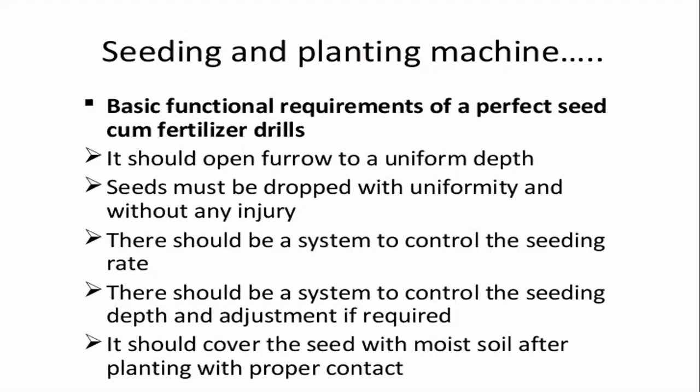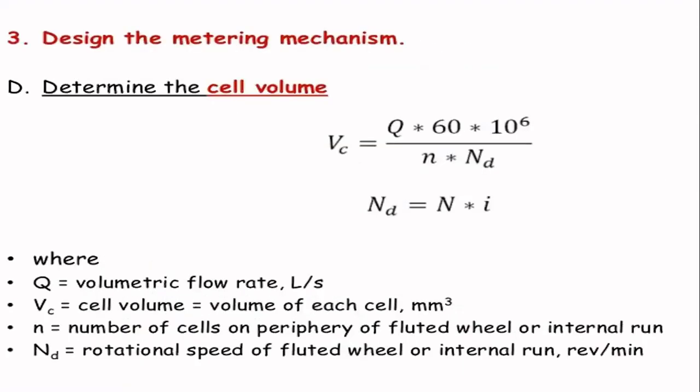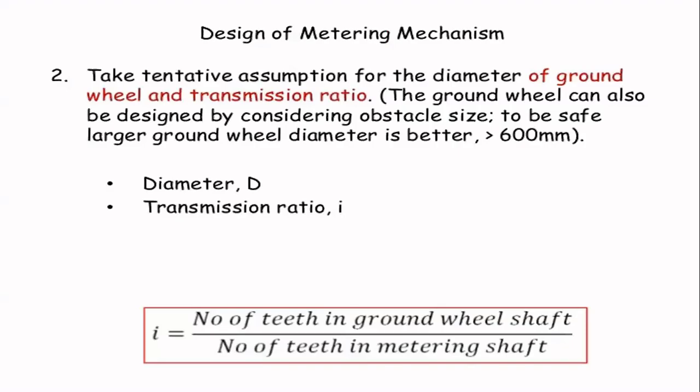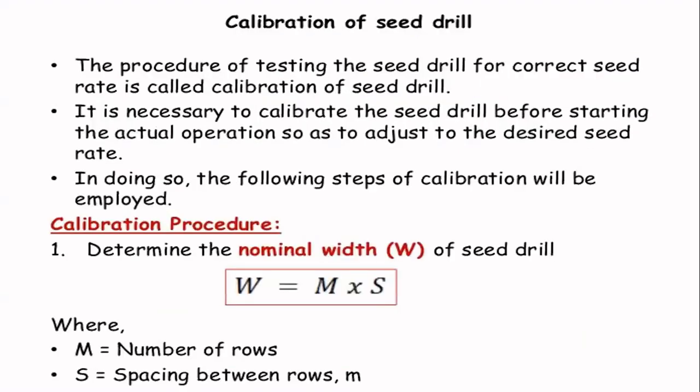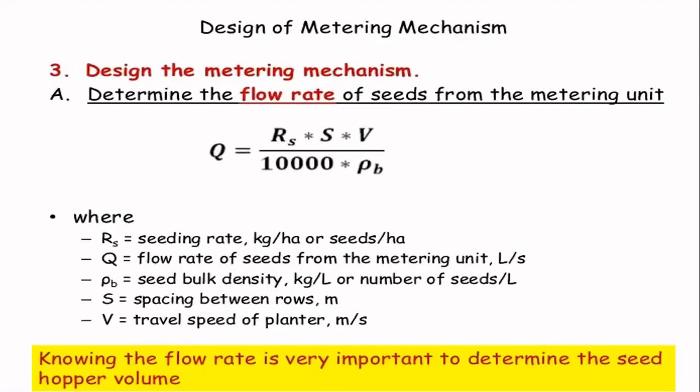Seeding depth should be controlled by the furrow opener. The furrow opener should be adjusted for depth. The seed should be covered with moist soil after planting, for proper contact. So the mechanical metering system, some electronic also there. The metering mechanism has some calculation part in your practical aspects. Also in practical, calibration procedure is very important. Single seed calibration also.